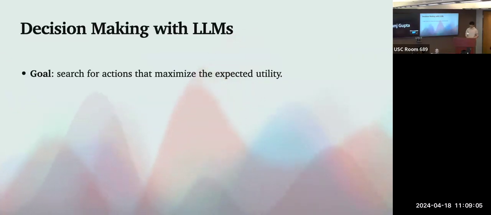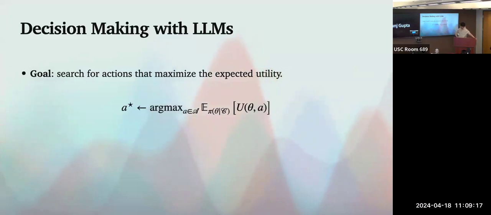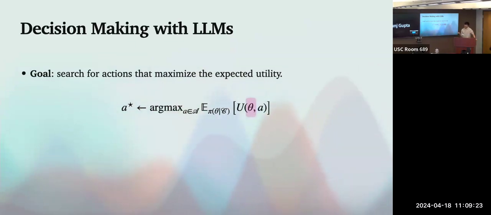Okay, so we're going to talk about decision-making under uncertainty with large language models. Our goal is to search for the action that maximizes the expected utility. I'm going to give a mathematical definition, then we're going to see a concrete example. So our goal is to maximize the expected utility subject to some state uncertainty. Here theta is what we call the future state, for example, the weather in the coming year, or market conditions, or things like that. We actually do not know this information a priori.